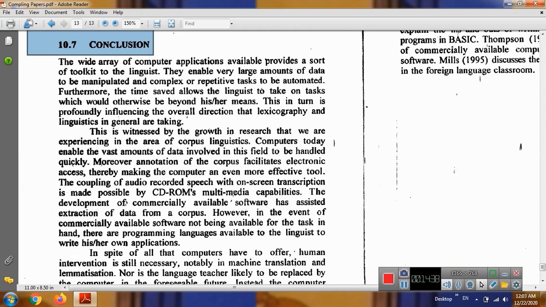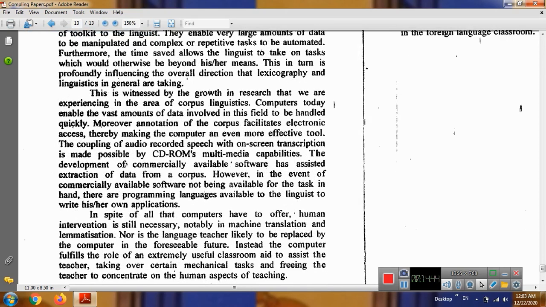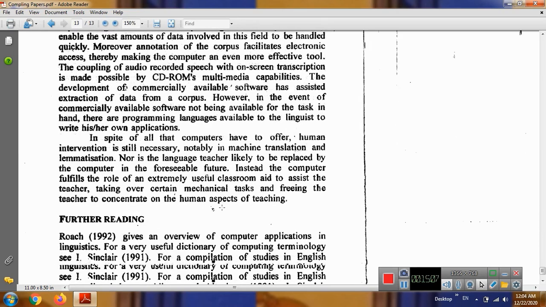This is witnessed by the growth in research that we are experiencing in the area of corpus linguistics. Computers today enable the vast amount of data involved in this field to be handled quickly. Moreover, annotation of the corpus facilitates electronic access, thereby making the computer an even more effective tool. The coupling of audio recorded speech with on-screen transcription is made possible by CD-ROMs' multimedia capability. The development of commercially available software has assisted extraction of data from a corpus. However, in the event of commercially available software not being available for the task in hand, there are programming languages available to the linguist to write his or her own applications.